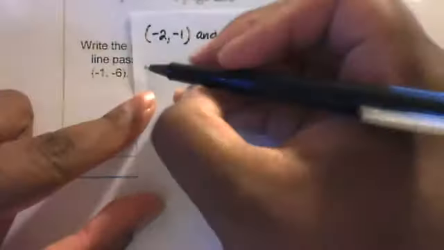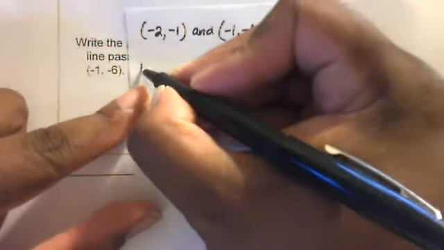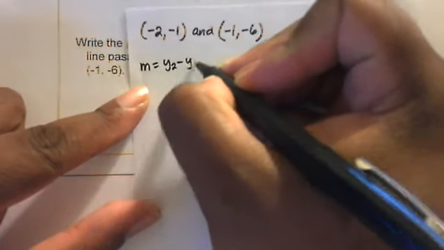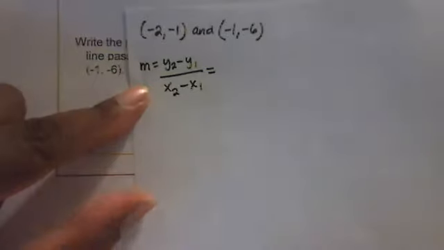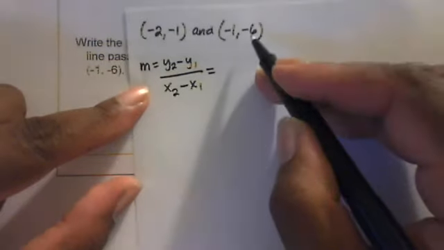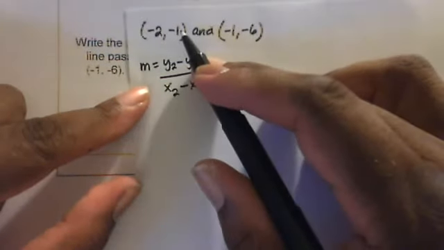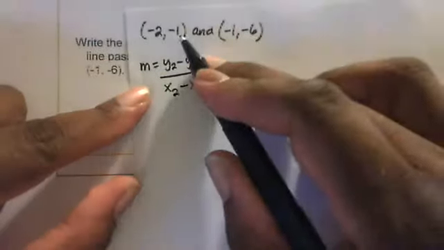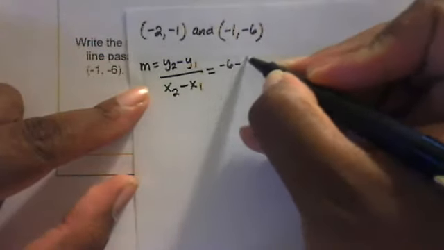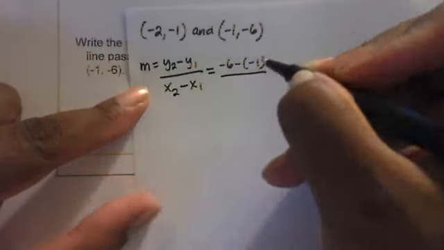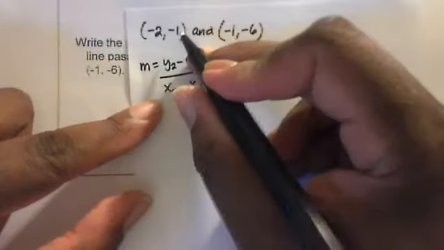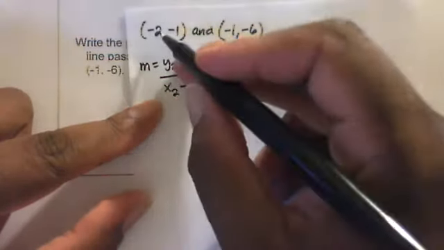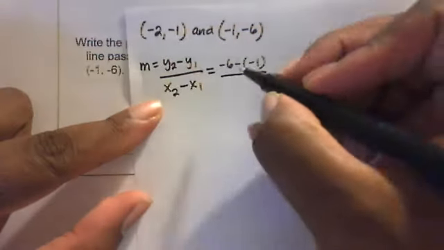However, we need to find out what the slope is because we're only given 2 points. So we first use our slope formula, which is, of course, m is equal to y2 minus y1 divided by x2 minus x1. All right, in this case here, I'm going to let this be y2, which is negative 6, and y1 be negative 1. So I'm going to have negative 6 minus negative 1 divided by x2 minus x1. Now, if I let this be y2 and this be y1, then this will have to be x2, and then this will have to be x1. Negative 1 minus negative 2.